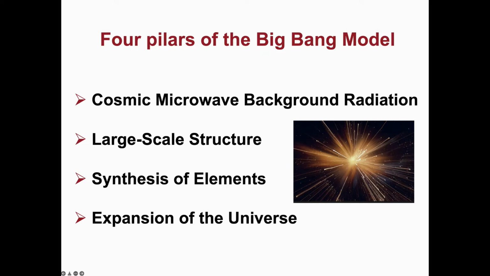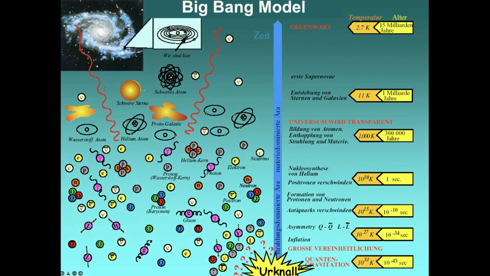Okay, now let's start with the cosmic microwave background radiation. What is this? I show you again the cartoon, because in this cartoon there are these red wiggly lines. These lines show photons, so particles of light that have been emitted at this time. Why here? Because here the energy has decreased so much that the light particles don't have enough energy anymore to rip off the electrons of the atoms. We call this ionization.